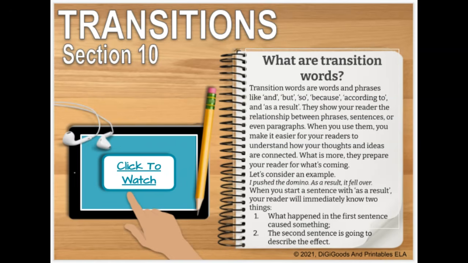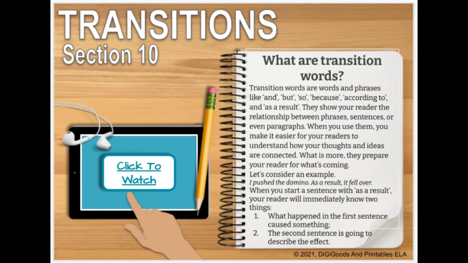First of all, what are transition words? Transition words are words and phrases like and, but, so, because, according to, as a result, etc. They show your reader the relationship between phrases, sentences, or even paragraphs. And when you use them, you make it easier for your readers to understand your thoughts and ideas and how they are connected. What is more, they prepare your reader for what's coming.